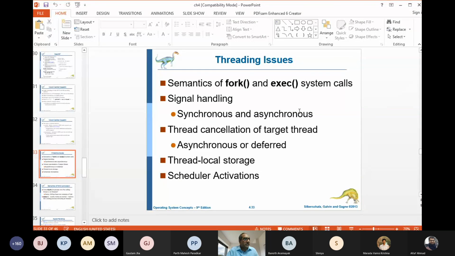I thought today I could somehow complete these threads so that the next class would start CPU scheduling. You could complete that in one class, but anyway, we'll continue this in the next class.